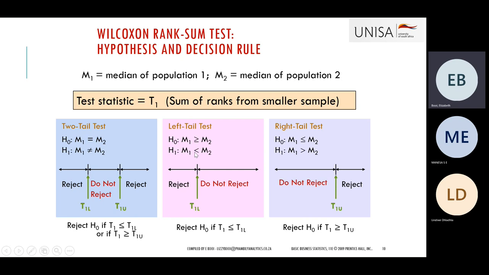For a left tail, your alternative hypothesis will state that your median one is less than your median two. And you will only have one region of rejection because you will only use your lower limit tail.